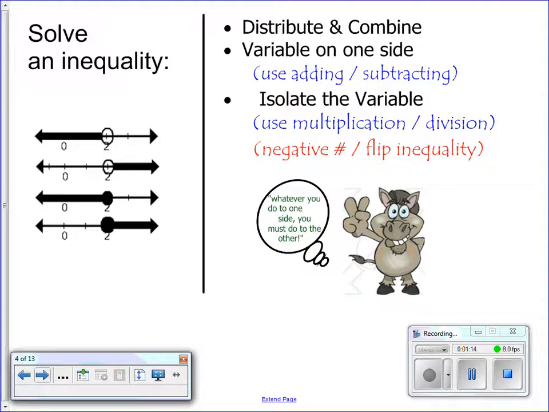So like equations, when we solve an inequality, first thing we look for is that distributive property. Then we look and see if we have to combine like terms, same variable to the same power on the same side. And then we add or subtract so that we get variables on one side and constants on the other. And then we'll do our multiplication or division so we can isolate that variable and have a coefficient of 1. If we're using the inequality and we multiply or divide by a negative number, we have to flip the inequality. So if it was greater than, now it's going to be less than.